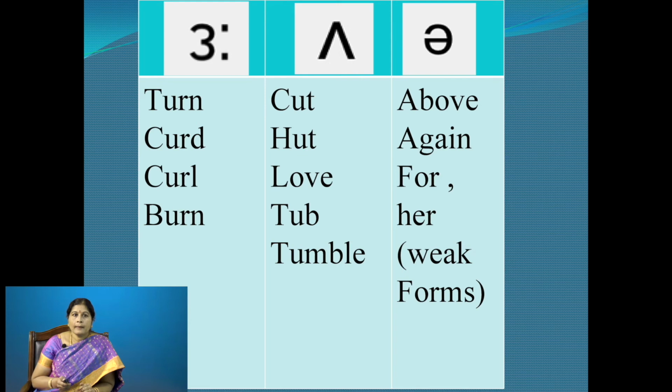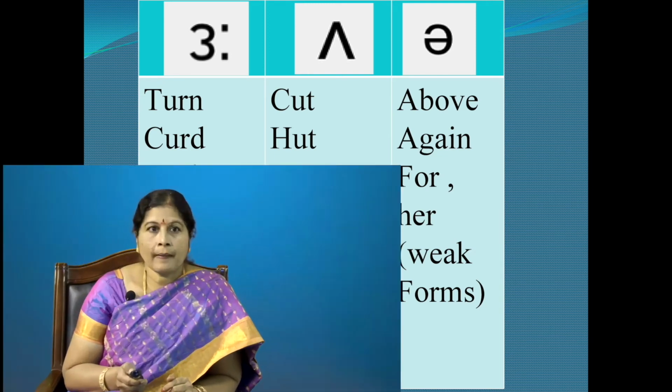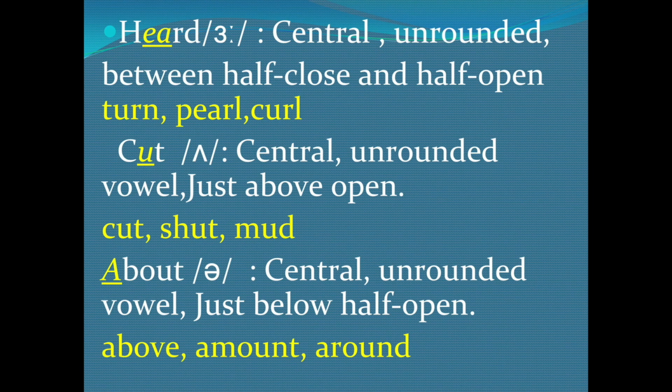Again, the last sound in fur, her. So weak forms are used here of these grammatical words. Then how do we describe this? You look at this vowel scale and you will understand where they are located. While uttering these words, we can observe our tongue where it is occurring. Now, heard. So where is it occurring? Central, it is the central part.